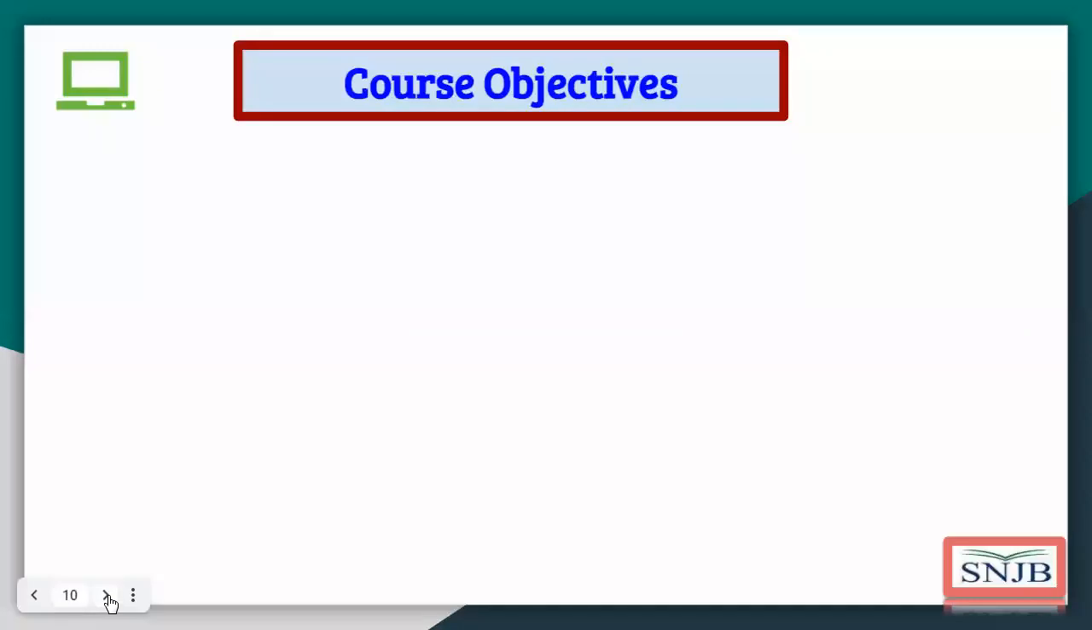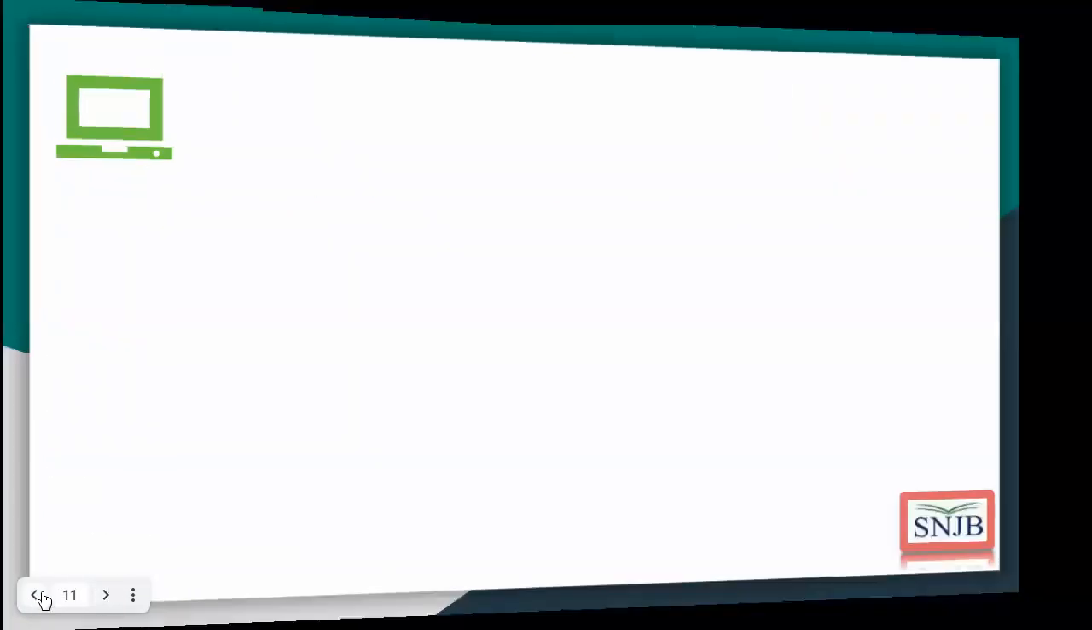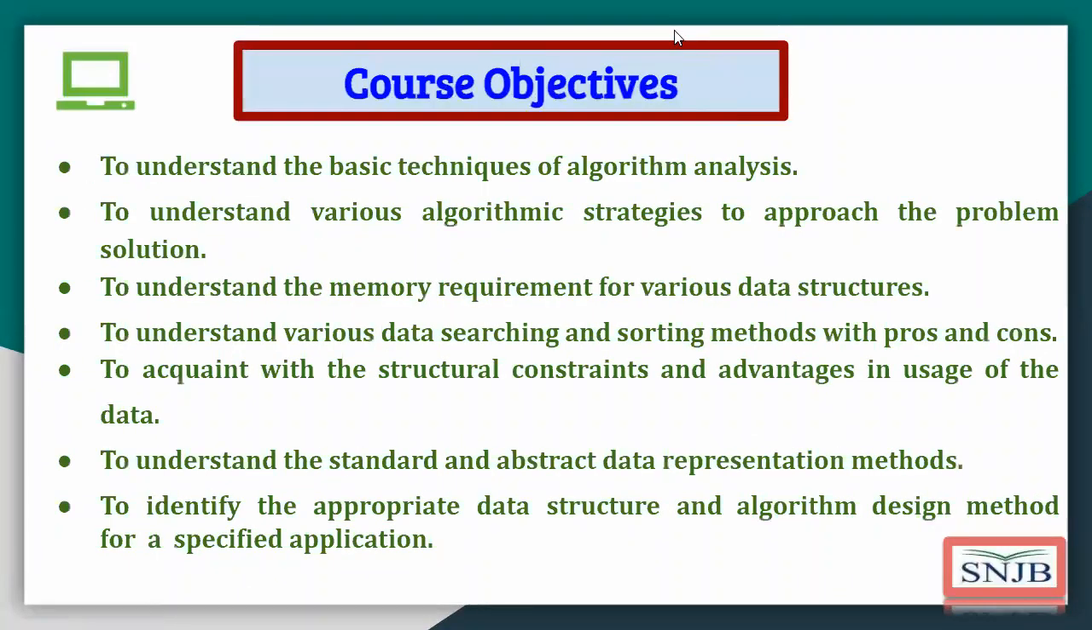After that, this is a very important part, the course objectives. First of all, what is meant by course objective? What do you think? Course means our subject. Why are we showing this part? Because you should know why we are learning this subject in the first place.